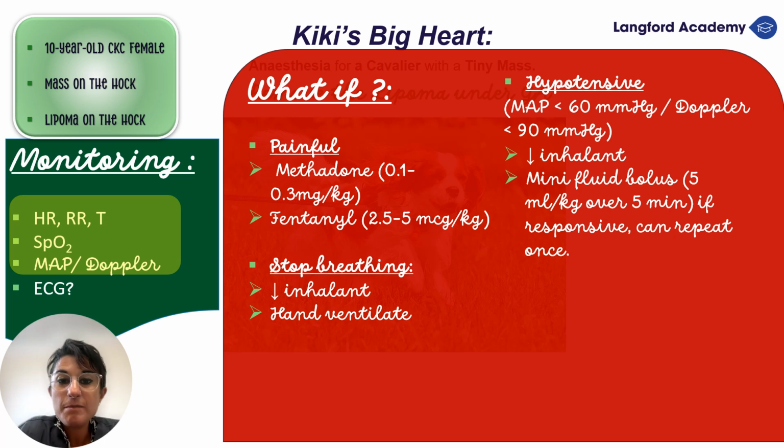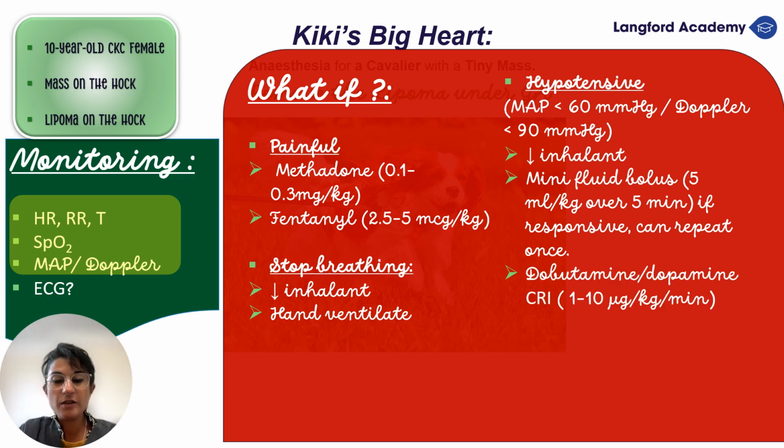But you can consider giving mini fluid boluses at 5 ml per kilo over 5 minutes. And if they're responsive to the first bolus, you can repeat only once. And if this is not enough, you can consider giving a dobutamine or dopamine CRI. They use the same dose, so 1 to 10 microgram per kilo per minute. It's important that you give that as a CRI, constant rate infusion, and not too fast, because otherwise they become tachycardic and can develop ventricular tachycardia. It's not a terrible drug, you just need to give it in a controlled fashion. But it's a drug that I would advise you to have in your pharmacy.